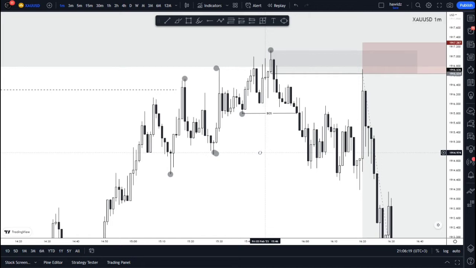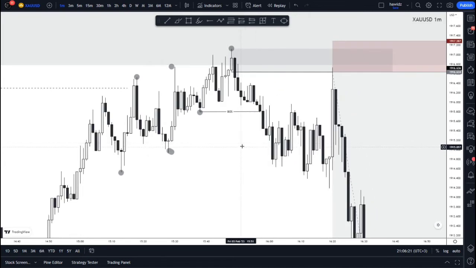Boom, right there. So that's a break of structure. Now from this break of structure, what do we see? Price comes in and makes a low, right? Now, where's the last potential buy move before the sell?